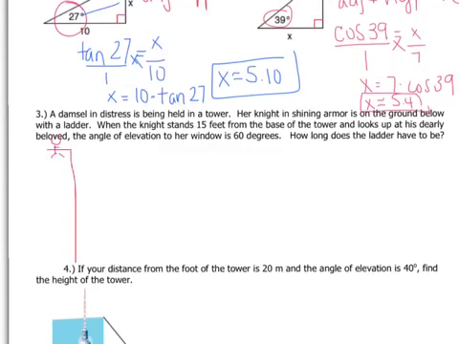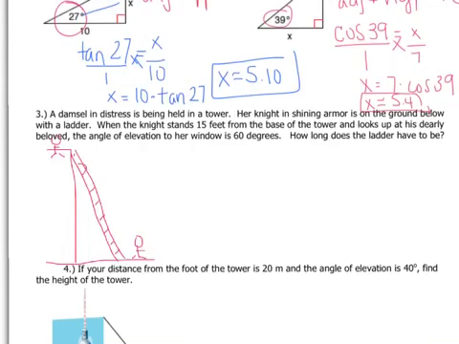All right. So we have our damsel in distress at the top of a tower. Her knight in shining armor is on the ground below. Let's say he's right here. And he has a ladder. So his ladder is going from the ground up to the top of the building. Smart knight. Forget ropes, I'm just going to take a ladder.